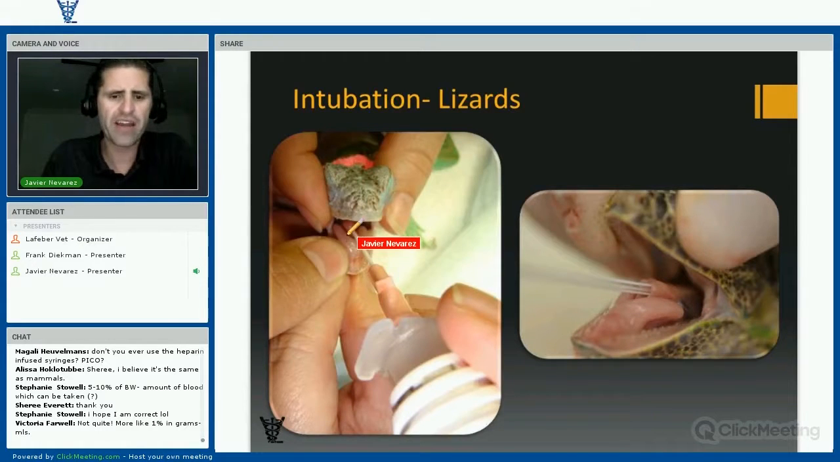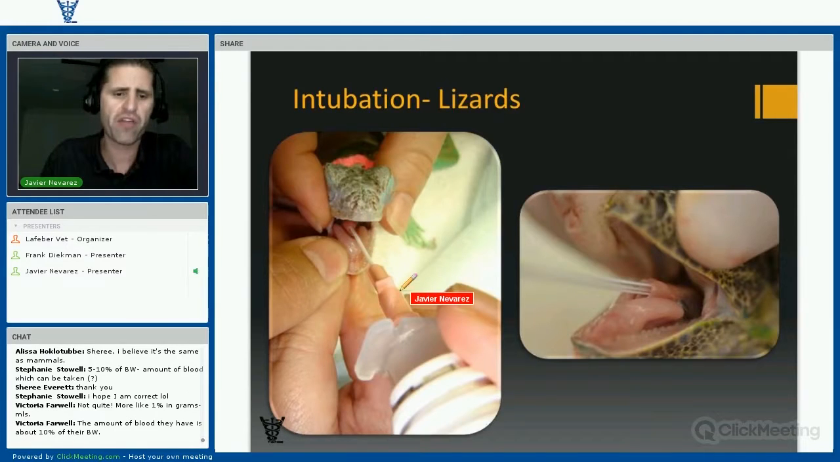Here's a green iguana. And again, the green iguana can be really tough. This is a tiny little patient, so we're actually using an IV catheter. So we're using the catheter itself as the endotracheal tube. The challenge is that this will bend, okay?